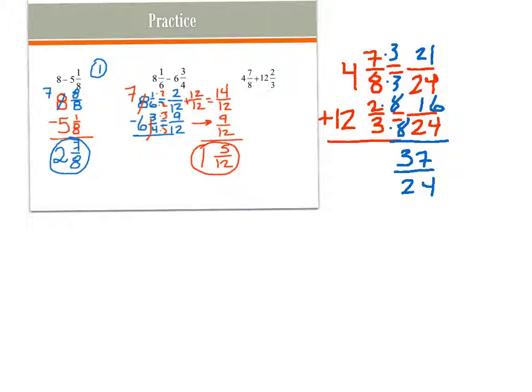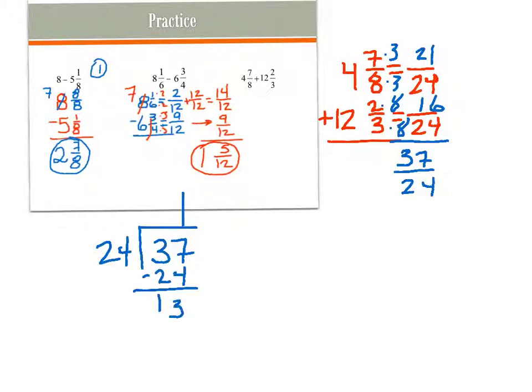Improper fraction. So to do this, I'm going to use long division. 37 divided by 24. Remember, top number goes on the inside, bottom number goes on the outside. 24 goes into 37 once, 1 times 24 is 24. I'll subtract and I get 13. My remainder is my numerator. 24 stays my denominator. So 37 24ths is 1 and 13 24ths.